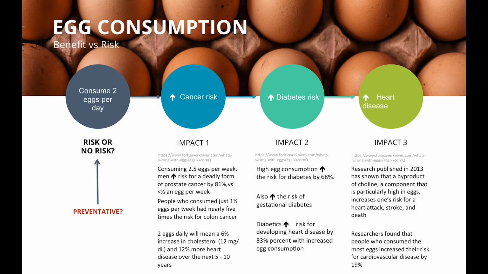What is the third thing? So if we've increased that risk, now we're eating these eggs and we've increased heart disease. Research published in 2013 has shown that a byproduct of choline, coming from the yolk, a component that is particularly high in eggs, increases one's risk for a heart attack, stroke, and death. Researchers found that people who consumed the most eggs increased their risk for cardiovascular disease by 19%. That's high, folks. That is very high.